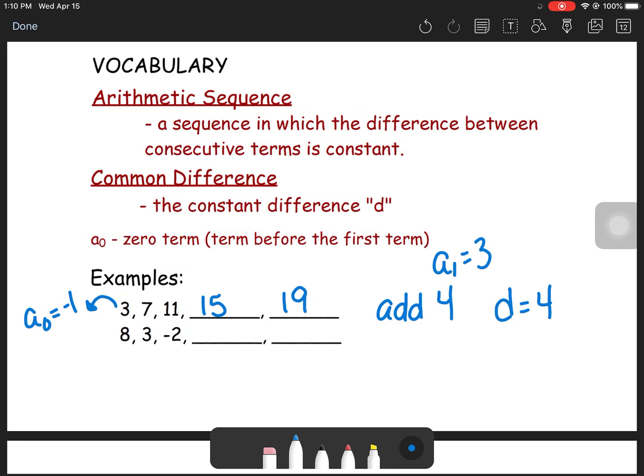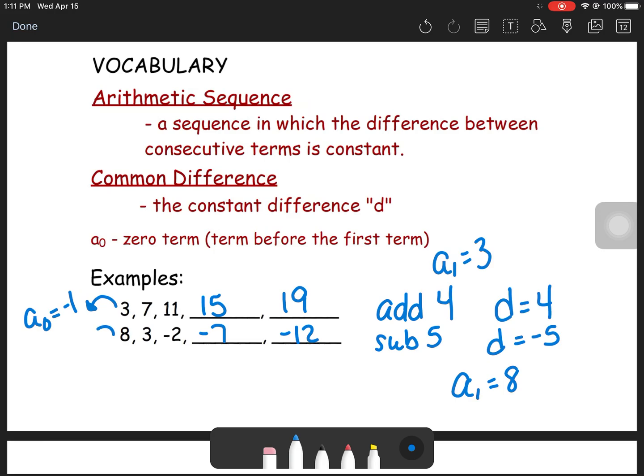In the next example, our sequence is going down, so we're actually subtracting 5. So that means our difference is negative 5. Our first term is 8. So we subtract 5 each time. 8 minus 5 is 3. 3 minus 5 is negative 2. Negative 2 minus 5 is negative 7. Negative 7 minus 5 is negative 12.